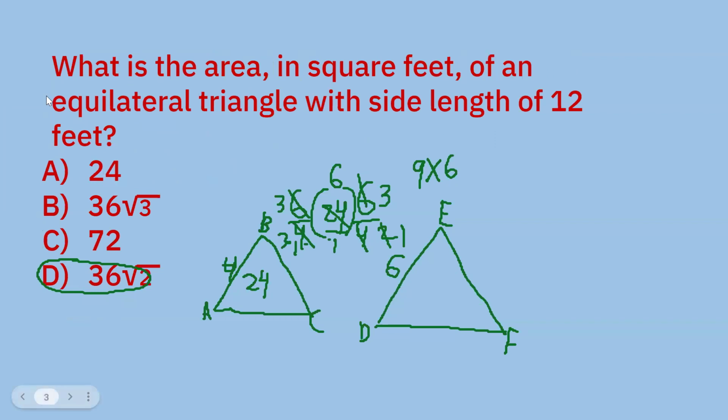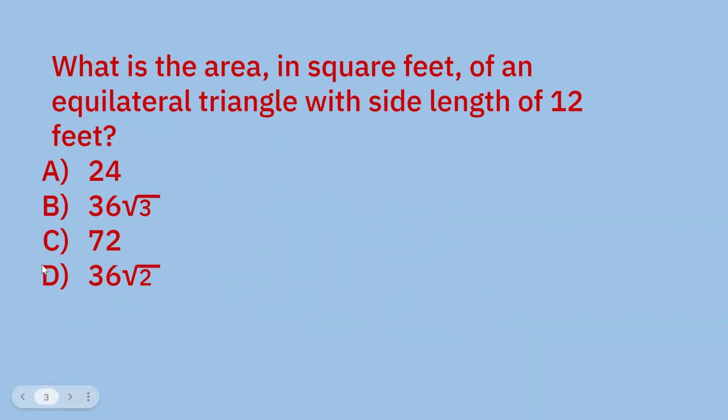Okay. So on this one, right, what is the area in square feet of an equilateral triangle with a side length of 12? All right, so let's draw this one out too. Again, we don't need to make all the sides equal. We just have to remember that rule.